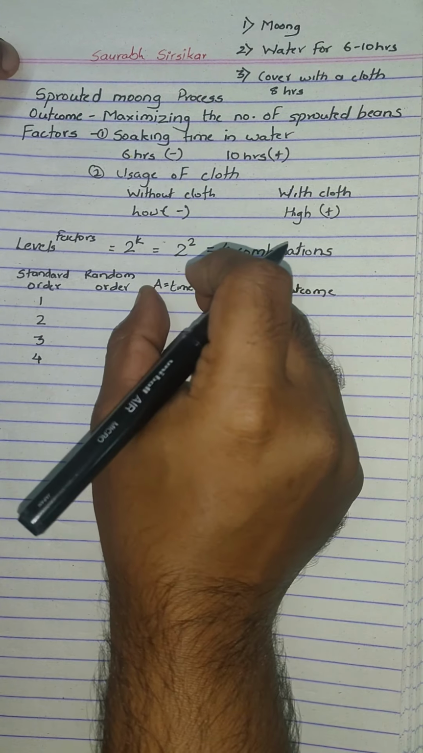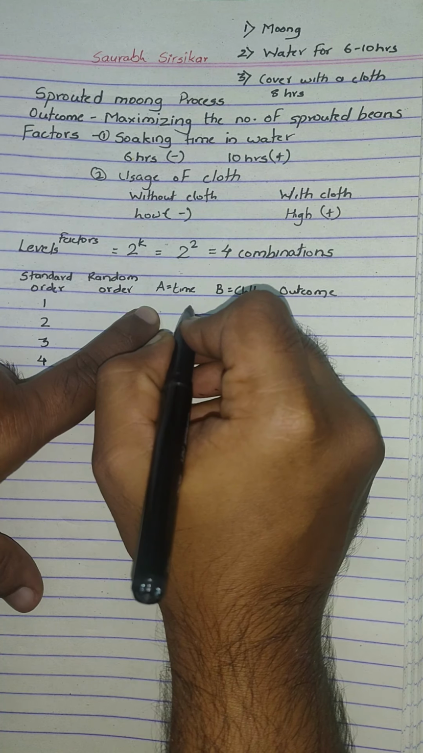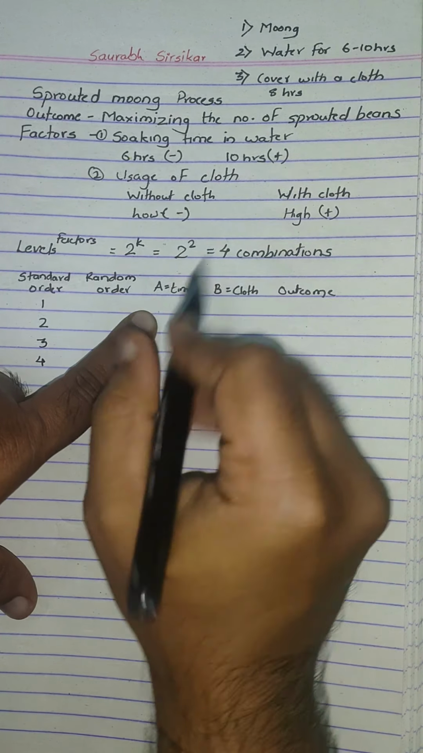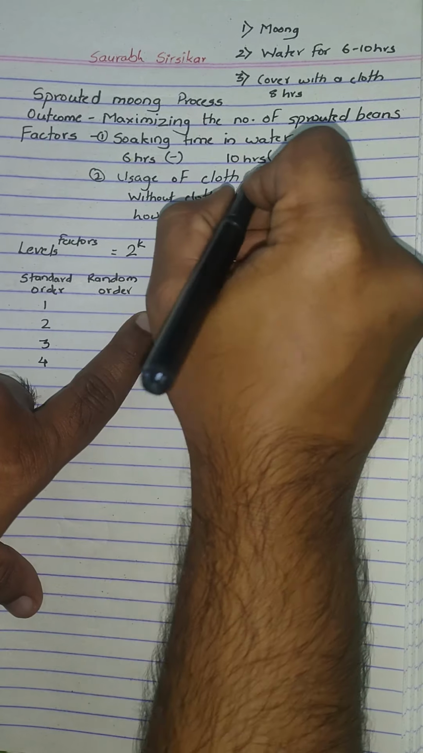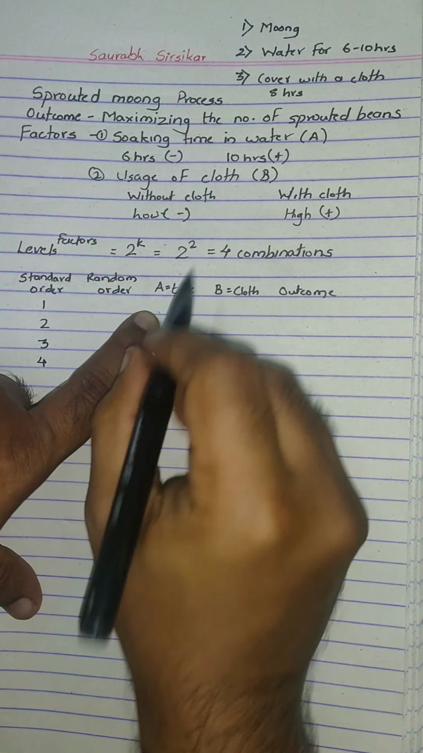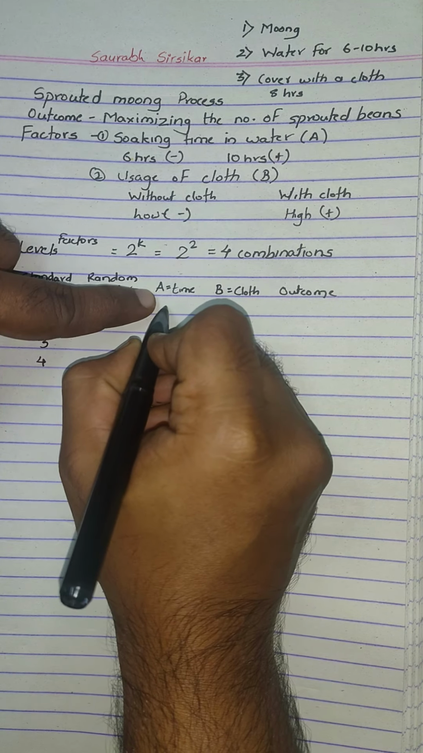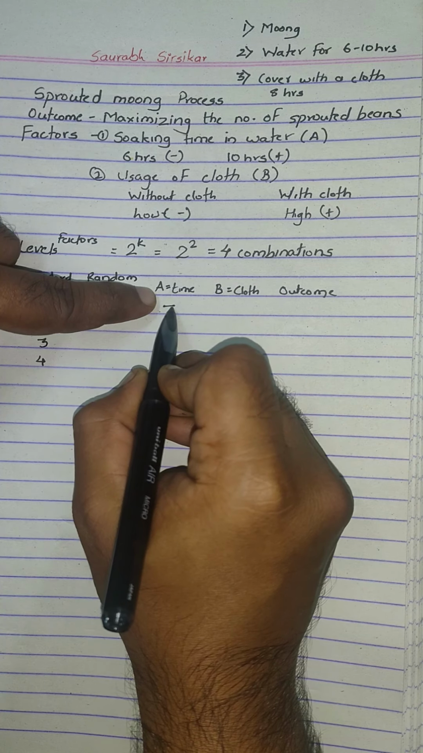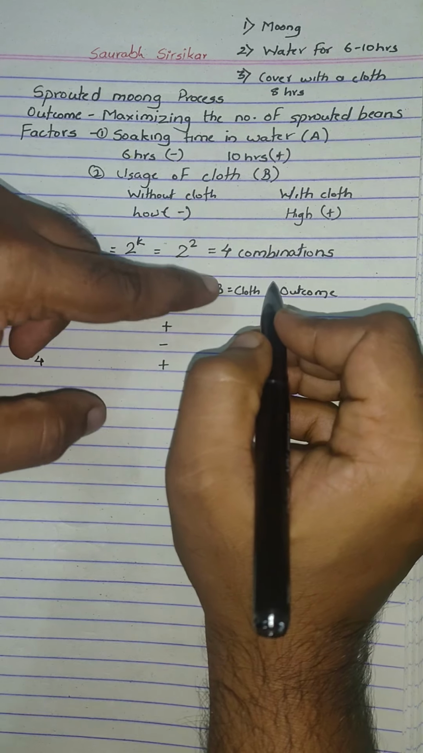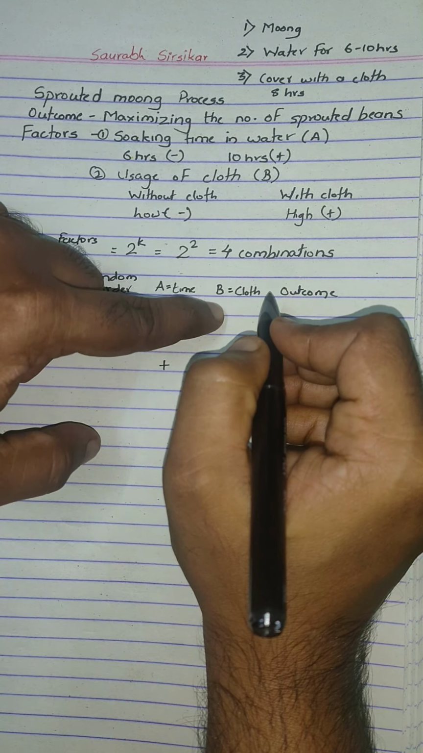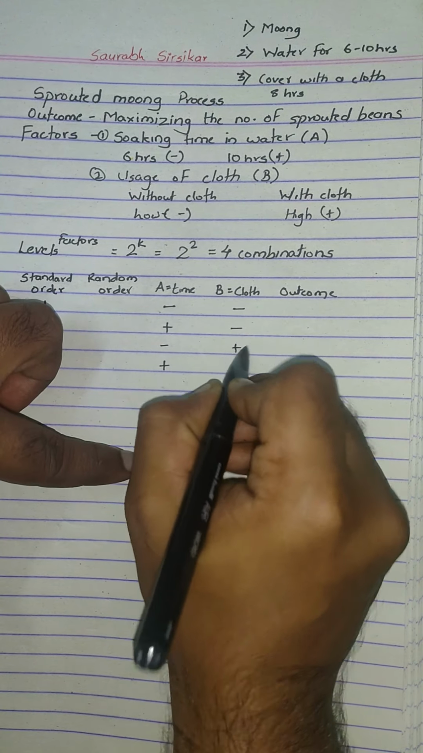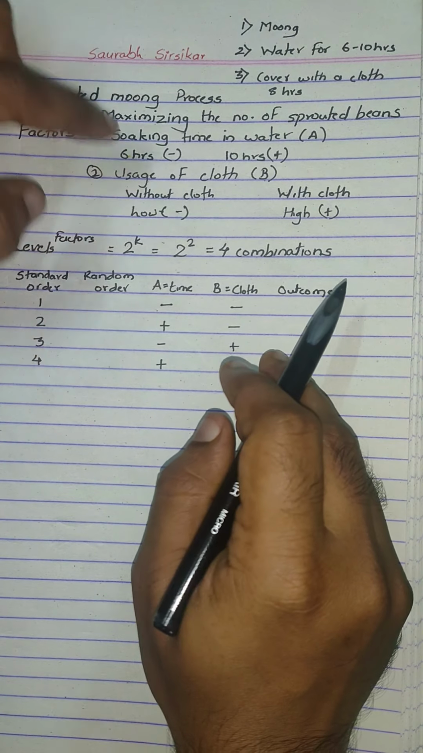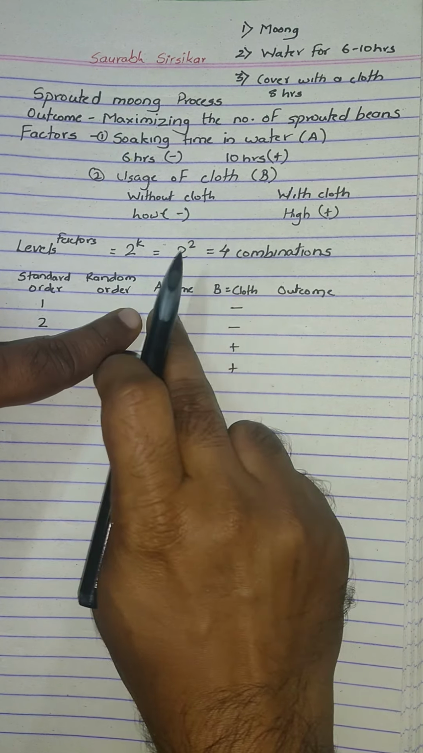Now we have to decide the combinations. As per standard rules, the first factor, factor A, I have assigned as time. So soaking time in water is A, and usage of cloth I have denoted as B. Here you have to change factor A fast: minus plus minus plus, where minus denotes the lower level and plus denotes the higher level. Similarly for B you change the sign slowly: minus minus plus plus. Designating this makes the experimenter understand the levels of factors which he has to maintain while doing the experiment.